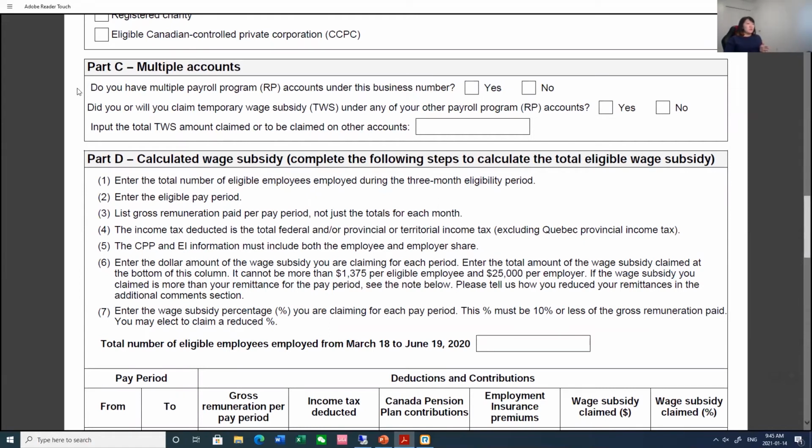If you say yes, then you move on to the next one. Do you or will you claim temporary wage subsidy under any of your other payroll program accounts? If your answer is no here, then you don't have to worry about the next one right down here. But if both your answers are yes, then you have to input the total temporary wage subsidy amount claimed or to be claimed on the other accounts.